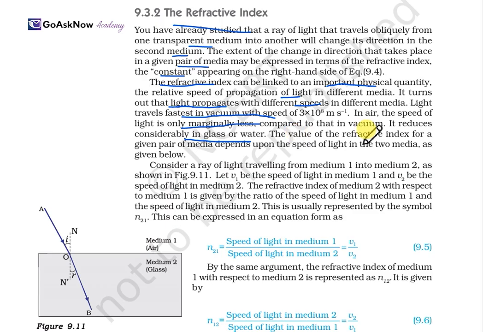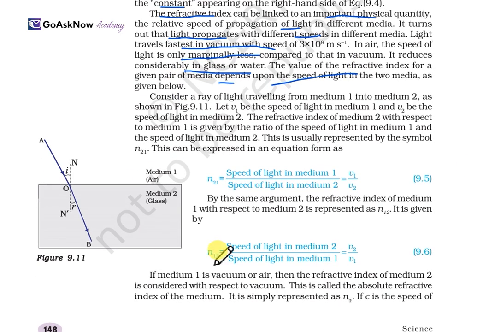So the value of the refractive index for a given pair of media depends on the speed of light in the two media, as given below. See, two media are there. If you can see, there's a glass slab. This is the one medium, which is air. This is the second medium, which is glass. This light is incident over here and it's getting refracted from this. So A to B, then the incident angle, this is the refraction angle, r.